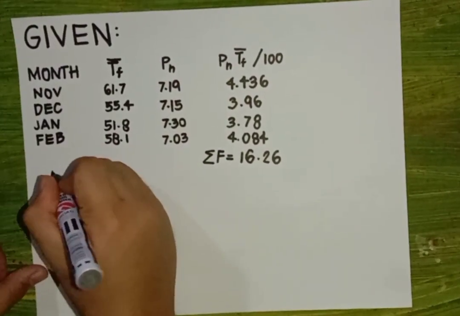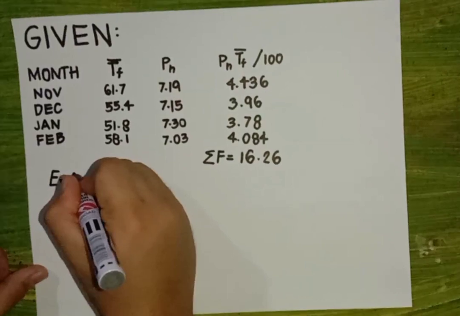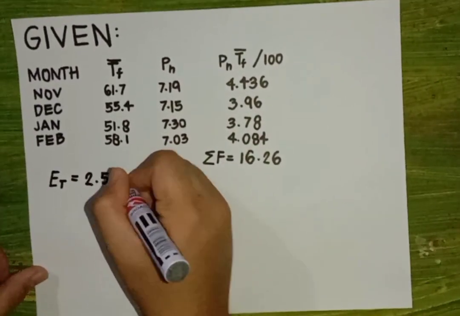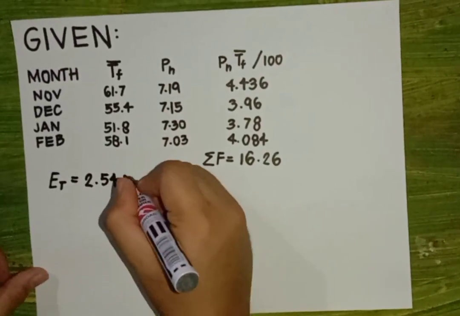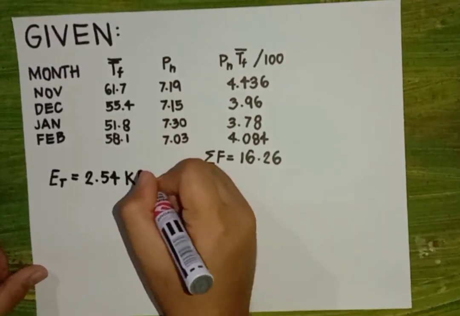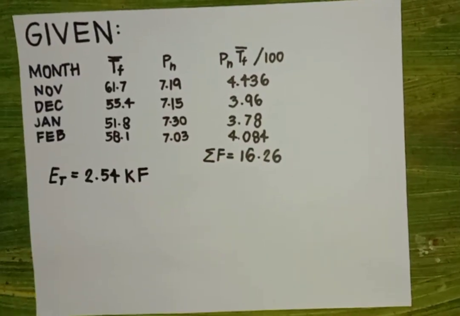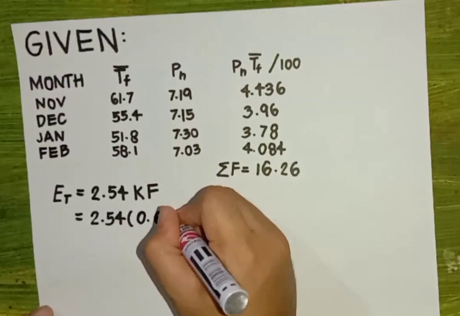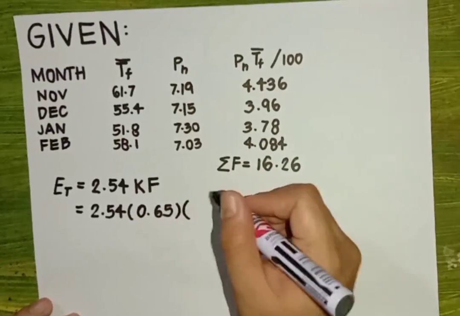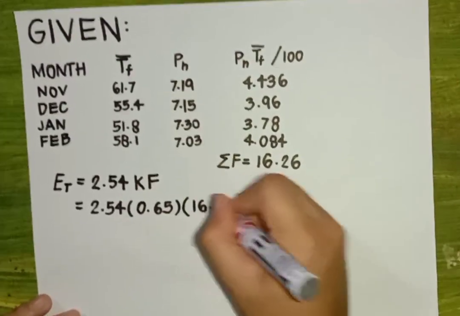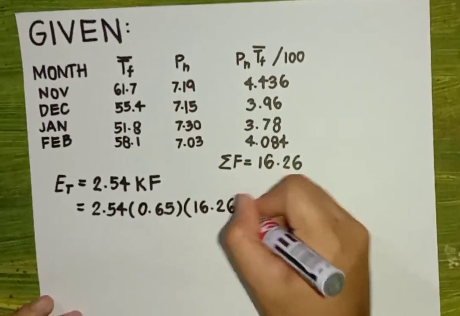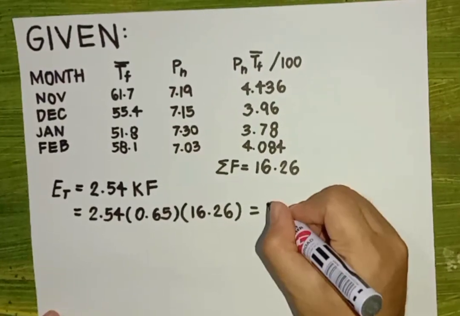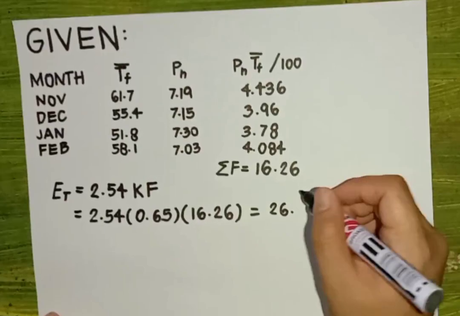In finding the E sub P, the formula is 2.54 times K times F. Substituting the values, 2.54 times 0.65, which is the K for wet, times 16.26, which is the F, equals 26.845.